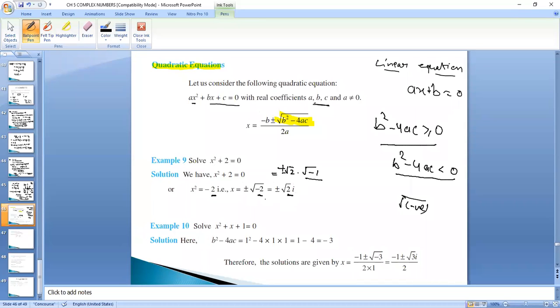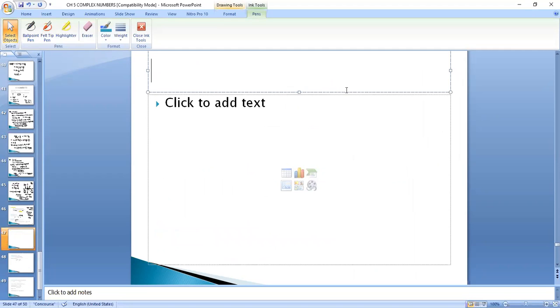This is the solution. Now, x square plus x plus 1 is equals to 0 is the equation. You have to solve it. You have to find the values of x. The very first step, you will find b square minus 4ac, or you can solve this question in one step also. Directly you can write the formula and put all the values. We will solve it.